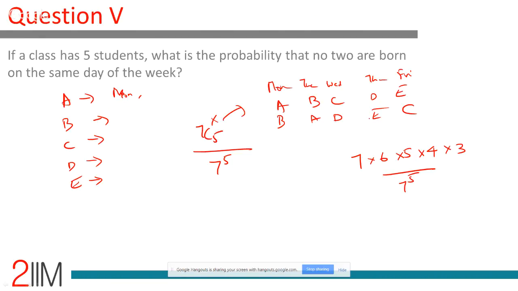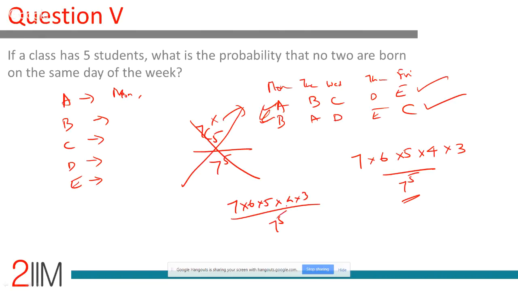Now, it is an important point. If you have the slightest bit of doubt, do you need to account for both of these or not? Think about what your denominator is accounting for. My denominator will count this and this. In my denominator, I am accounting for both A, B, C, D, E being born Monday to Friday or B, A, D, E, C being born Monday to Friday. Since my denominator is accounting for both, my numerator should account for both as well. So this is not 7C5 by 7 to the power 5. It is 7 into 6 into 5 into 4 into 3 by 7 to the power 5. So remember that this is wrong. That is very vital. It is important to know what is the wrong answer. Why is that wrong?